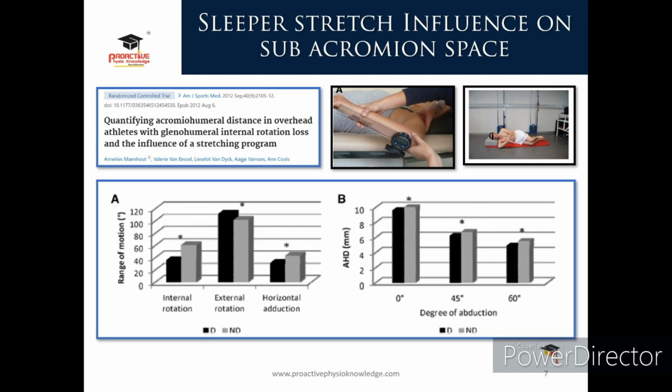In conclusion, they found that after 6 weeks of sleeper stretch, there is a significant increase in abduction range of motion at different degrees. There is an increased acromiohumeral distance at 0 degrees, 45 degrees and 60 degrees. They also found an increase in the range of motion in internal as well as external rotation. In addition to that, they also mentioned an increase in horizontal adduction.